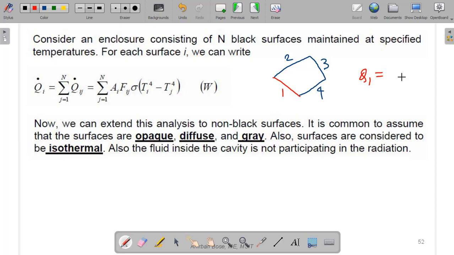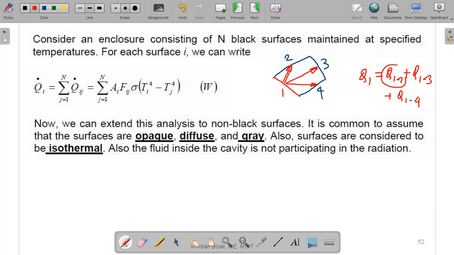So the net heat transfer from 1, if you want to find out, will definitely be the net heat transfer from 1 to 2, from 1 to 3, and from 1 to 4. That means you have to find Q1 to 2, Q1 to 3 plus Q1 to 4. So the net heat transfer from 1 to 2, 1 to 3 and 1 to 4, and all these are net quantities, that you have to remember. So for that you just do this.